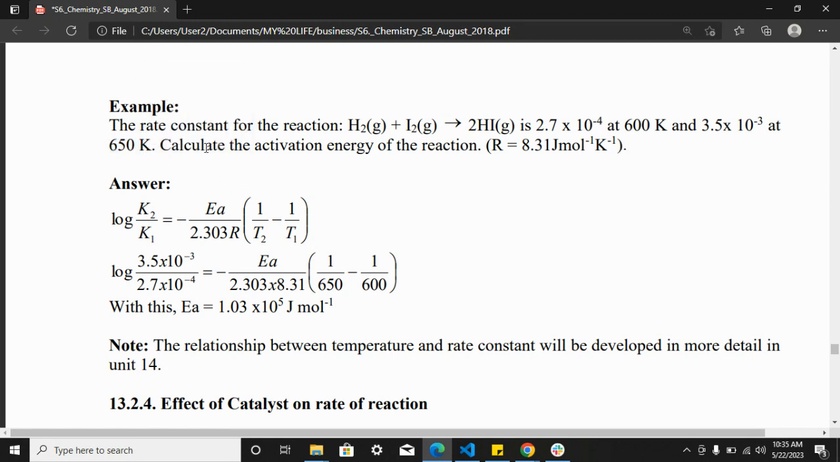So now they are asking us to calculate the activation energy of the reaction, given that R equals 8.31 joules per mole per Kelvin. Take R as 8.31; they will give it to you, don't worry. The gas constant is expressed in different quantities, but you yourself use whichever you have or whichever they give you. So they are asking us to find the activation energy.